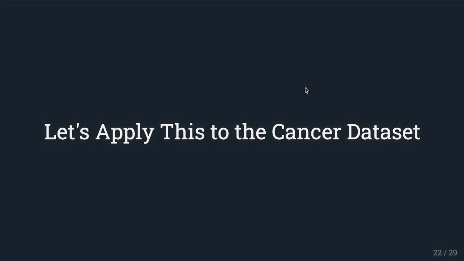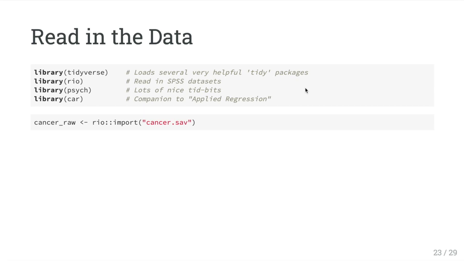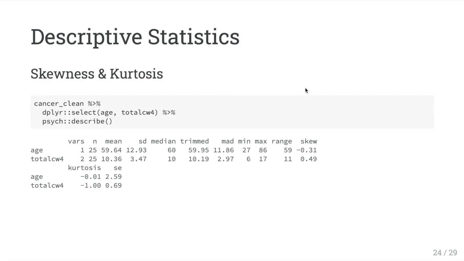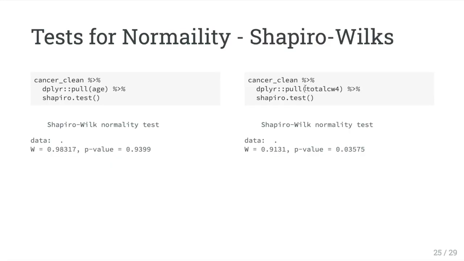So we're going to go through a quick example in R. We're going to use a cancer data set again. Clean it up. Going to describe our sample. So we're looking at age and total CW4. We can test for normality with a Shapiro-Wilks. Again, I don't always recommend this, but it can be done in R, and here's the code for it.